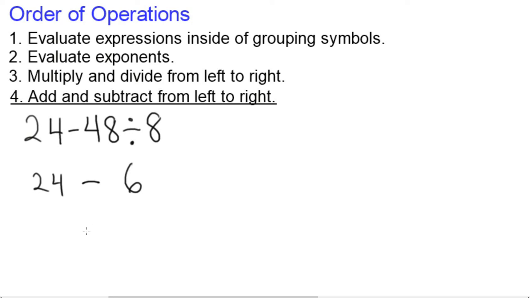24 minus 6, 18. And so that's following order of operations. Had we done 24 minus 48 first and then divided by 8, we would have gotten the wrong answer. And I'll leave it to you to show that the answer would not have been 18.